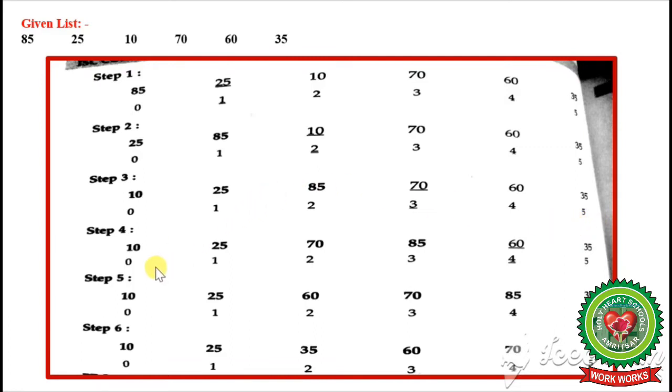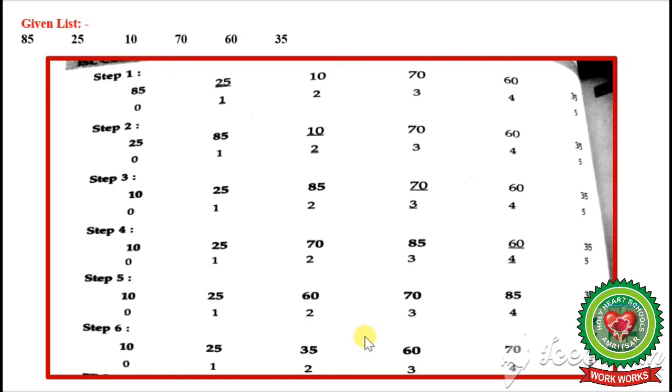Now in the next step, we have to pick 70. So 70 is inserted at its position, that is index number 2, and the rest of the elements are shifted towards the right side. Then the next element, 60, is inserted at its position, and the rest of the elements are shifted towards the right. This process is repeated every time till we get the list in sorted order.